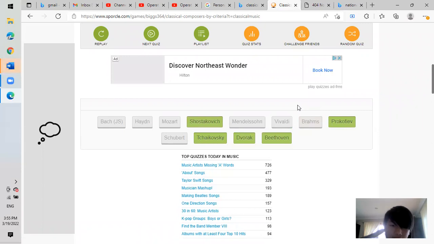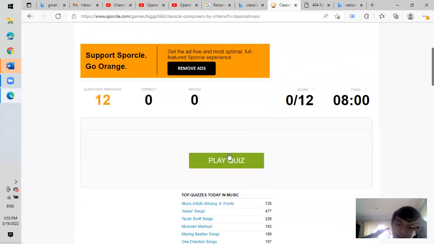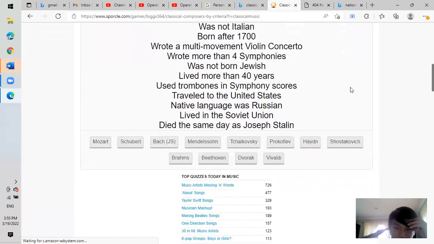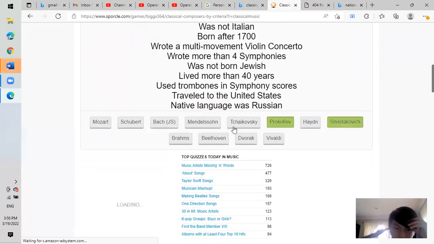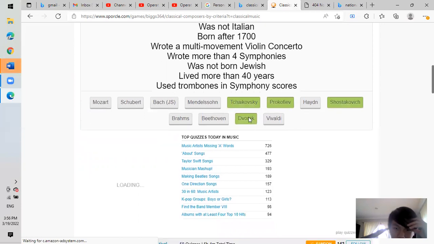What? Oh, Bach. Oh, it's Bach, I think. Let's try it again. If this one doesn't work, we'll just go to the next one and then we'll finish. Okay, Prokofiev, Shostakovich, Tchaikovsky, Dvorak, Beethoven.